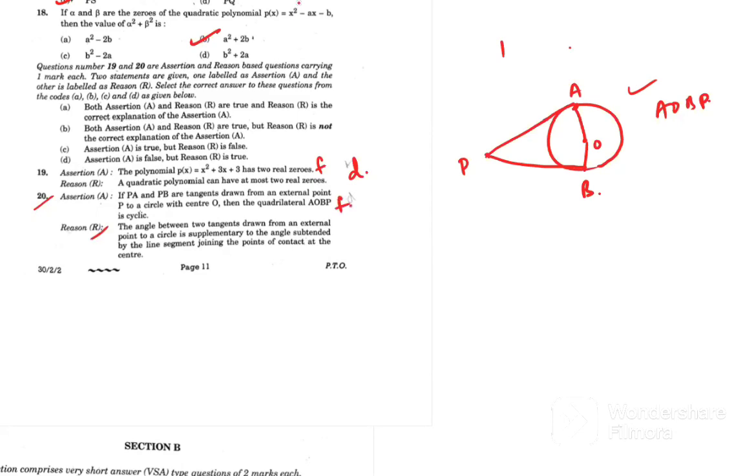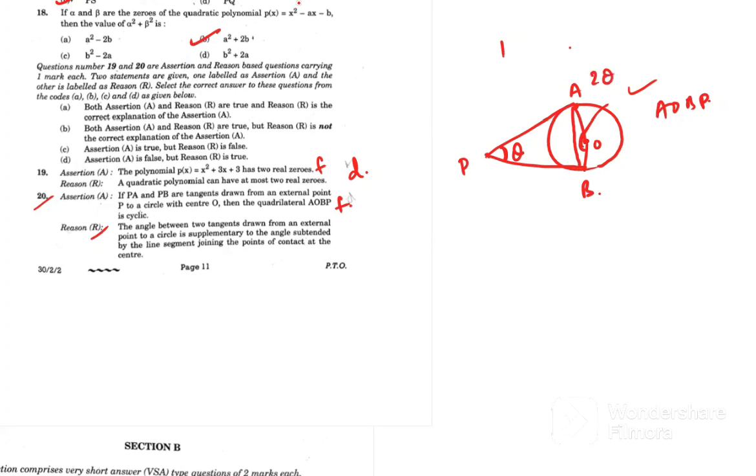Now the second reason: the angle between two tangents drawn from an external point, that means they're talking about this angle, theta, is supplementary to the angle subtended by the line segment joining the points of contact at the center. So this line subtends an angle of this. Now this is true. So here this angle will be twice of theta. That is what they meant.